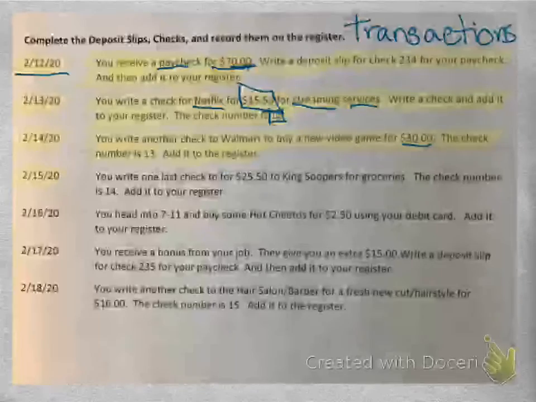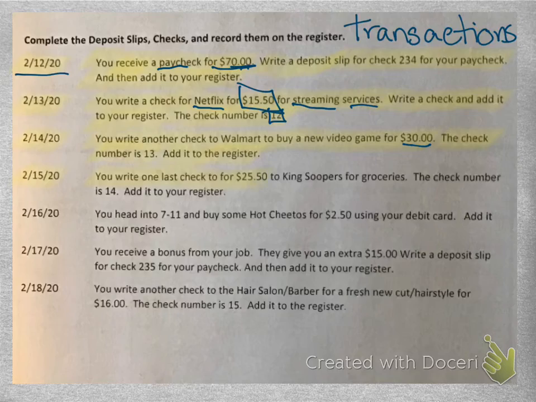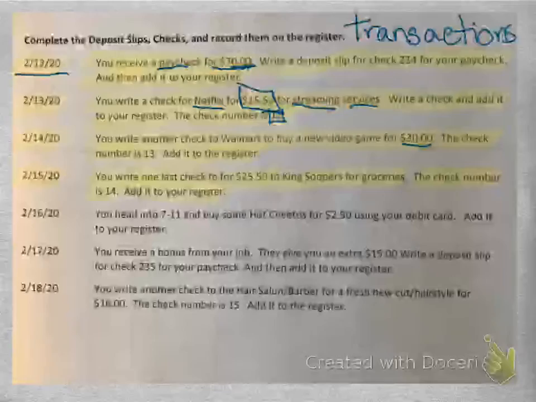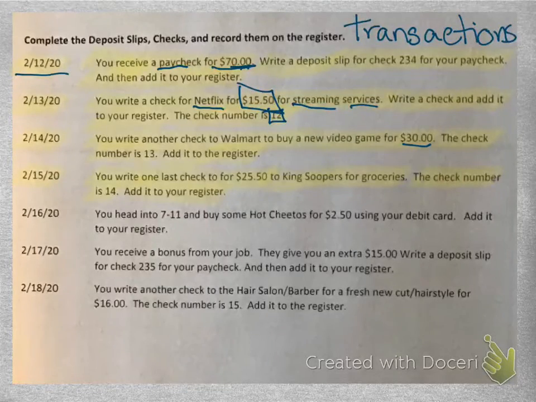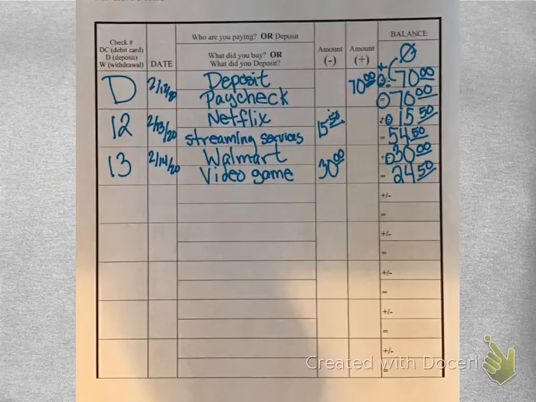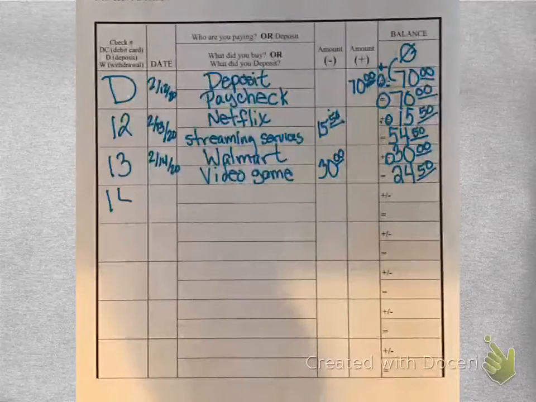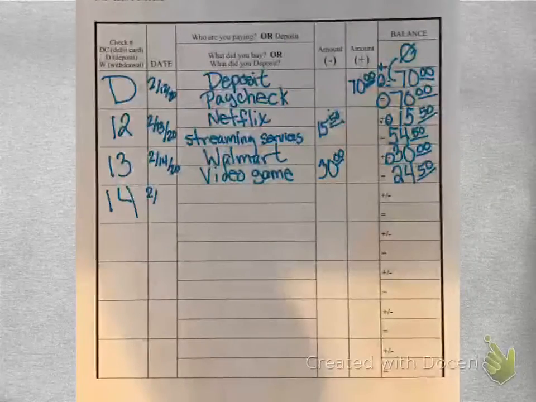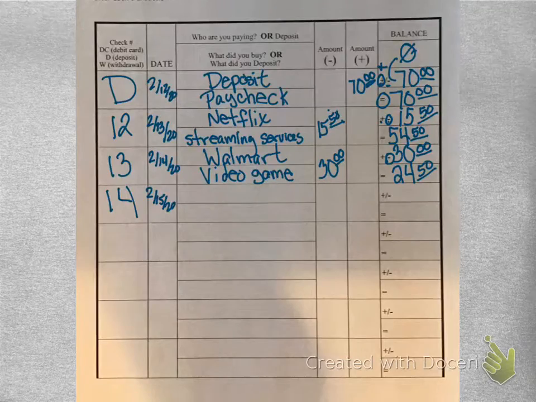On the 15th of February, you write one last check for $25.50 to King Soopers for groceries. The check number is 14. Add it to your register. Okay, $25.50 to King Soopers for groceries. Check number 14. So again, check numbers, I just write the check number. Here we go, 14. Forgot the date. Oh, 2/15. Okay, 2/15/20. This was to King Soopers. It was for groceries.